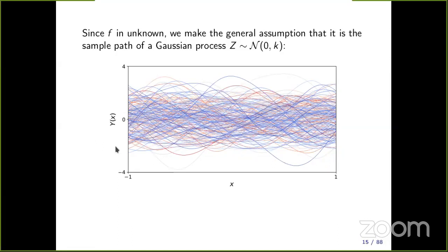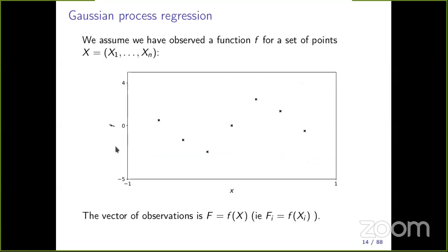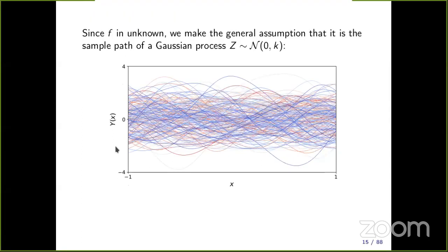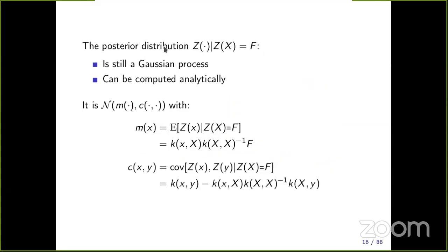And now we can combine these two pieces of information. We can combine the data we have and the modeling assumption that our data comes from one of these samples, and we can compute the posterior distribution. The posterior distribution is still a Gaussian process, and it can be computed analytically.